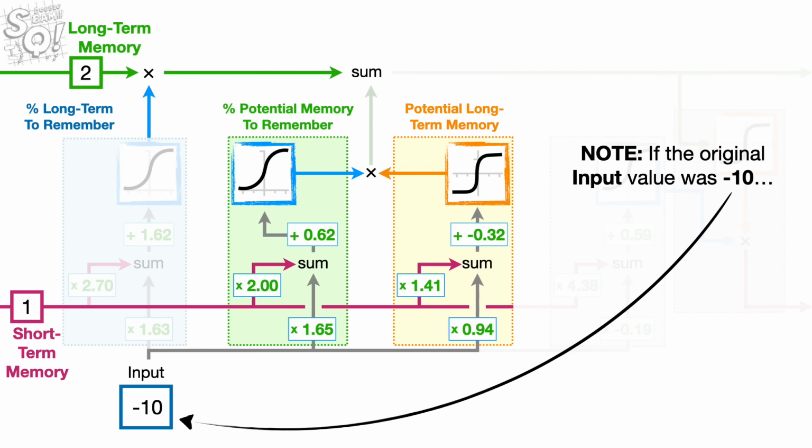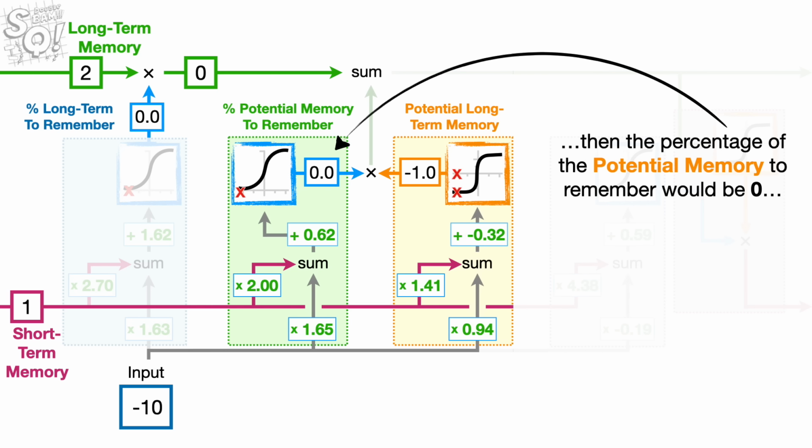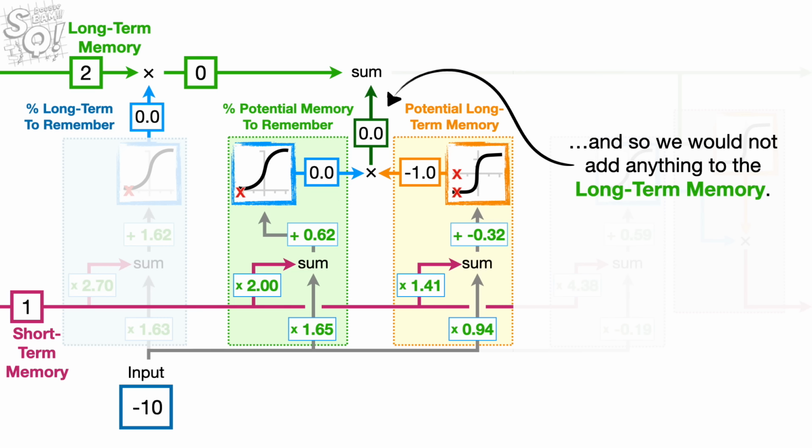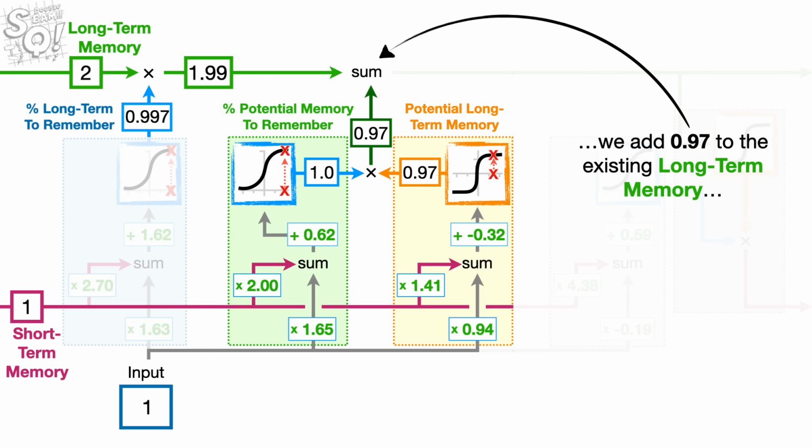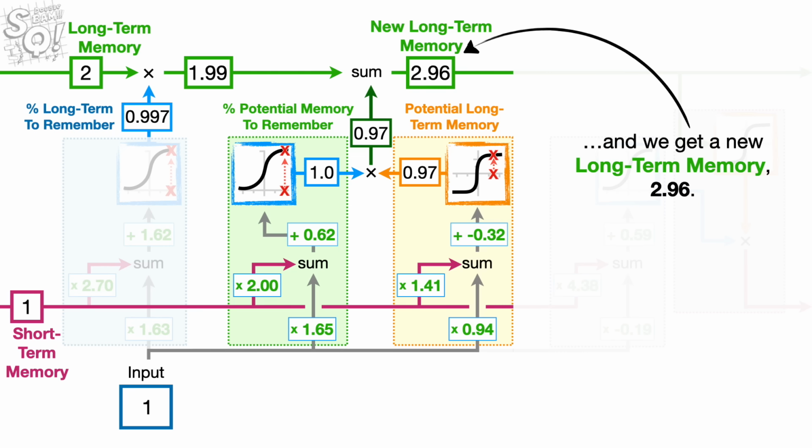Note, if the original input value was -10, then the percentage of the potential memory to remember would be 0. So we would not add anything to the long-term memory. Now, going back to when the original input value was 1, we add 0.97 to the existing long-term memory, and we get a new long-term memory, 2.96.